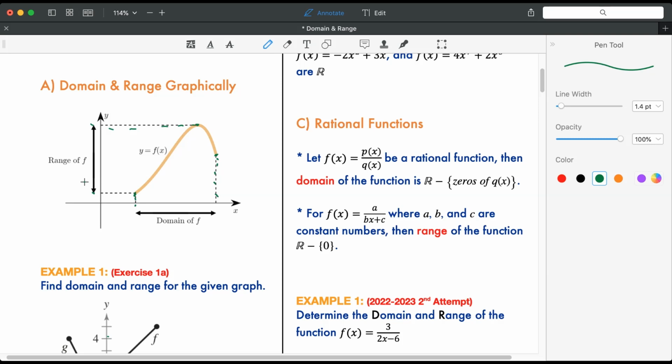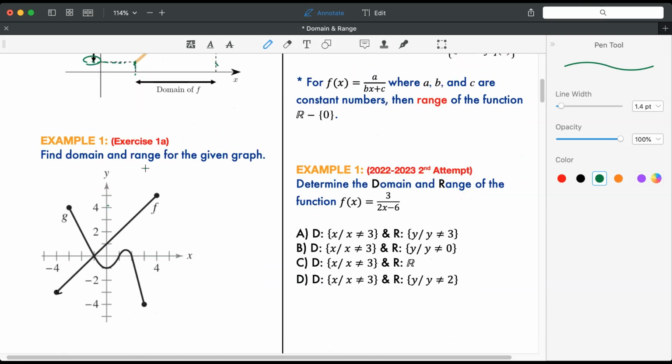For the range, we will look at the y-axis. On the y-axis, what's the lowest y value? This one is the lowest. What's the highest y value? This one is the highest. So between lowest and highest, we have the range values.